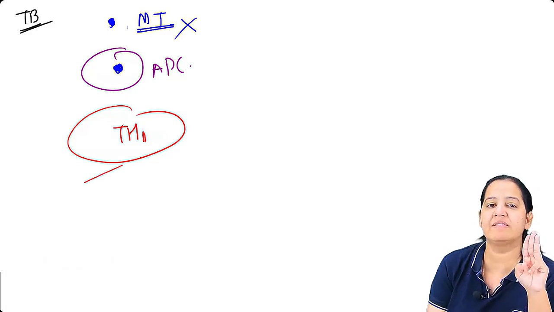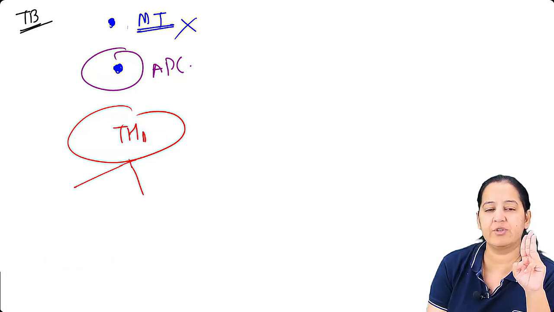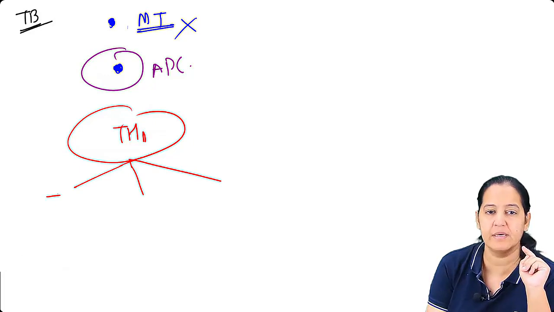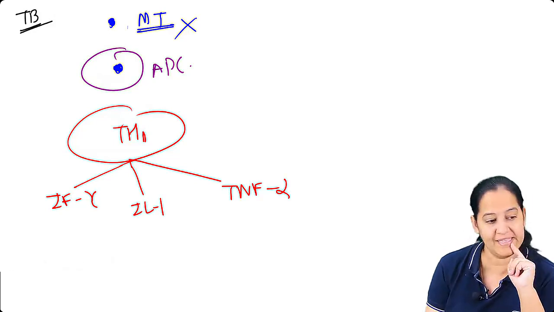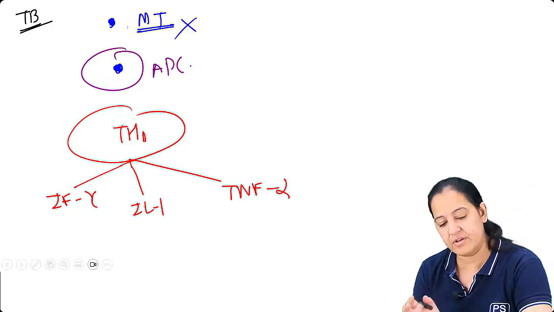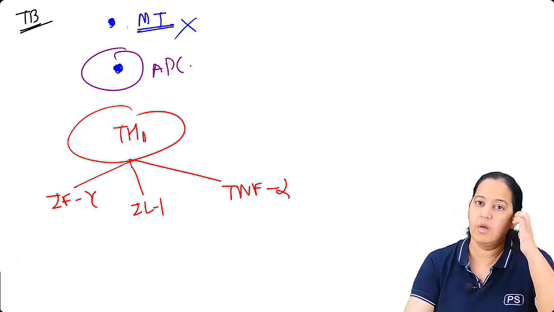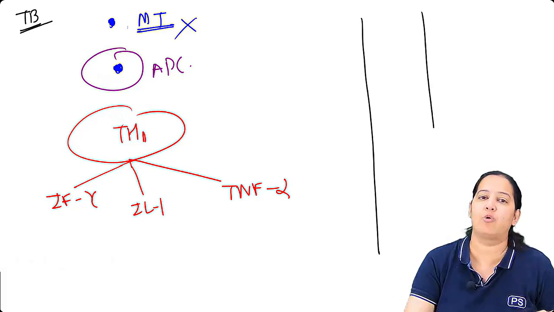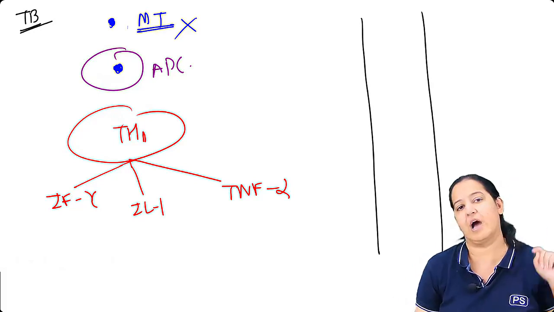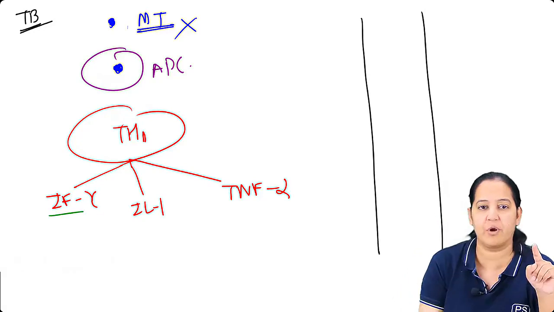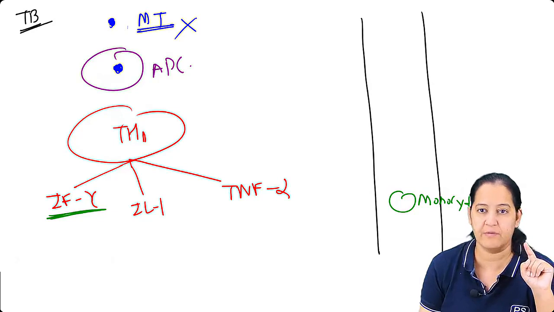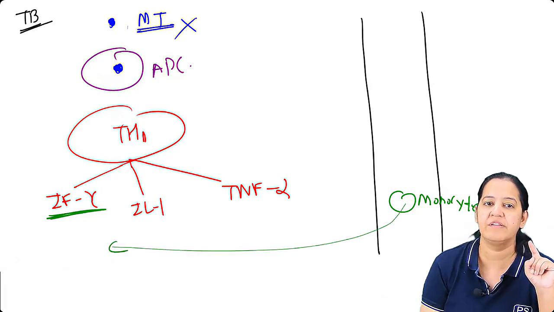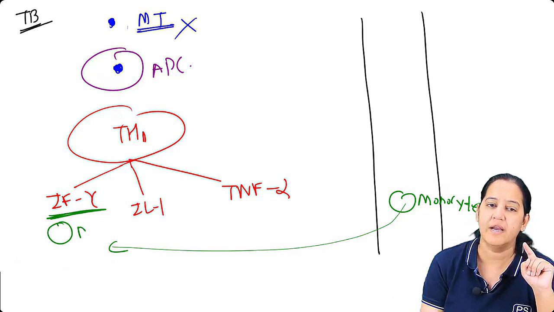Helper TH1 cell will secrete 3 cytokines. What are the 3 cytokines? Interferon gamma, interleukin 1, and TNF alpha. These are the 3. Please learn them. Now you have to understand the relevance. I had told you this much yesterday also. Let me continue. These 3 cytokines will take one cell out of the blood. This is the blood vessel. Let me start with the first one, interferon gamma. Interferon gamma takes the monocyte out. You know, blood has monocytes. Monocytes are one of the WBCs. They will take the monocyte out. Monocyte, after coming out, is known as macrophage.